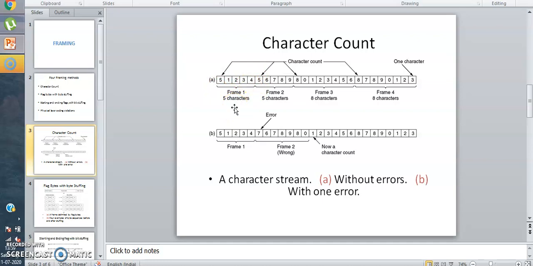When the data link layer at the destination sees the character count, it knows how many characters follow and hence where the end of the frame is. This technique is shown here. Here we have 4 frames, frame 1, frame 2, frame 3 and frame 4, which have different sizes. Frame 1 is 5 characters, frame 2 is 5 characters, frame 3 is 8 characters and frame 4 is 8 characters respectively.